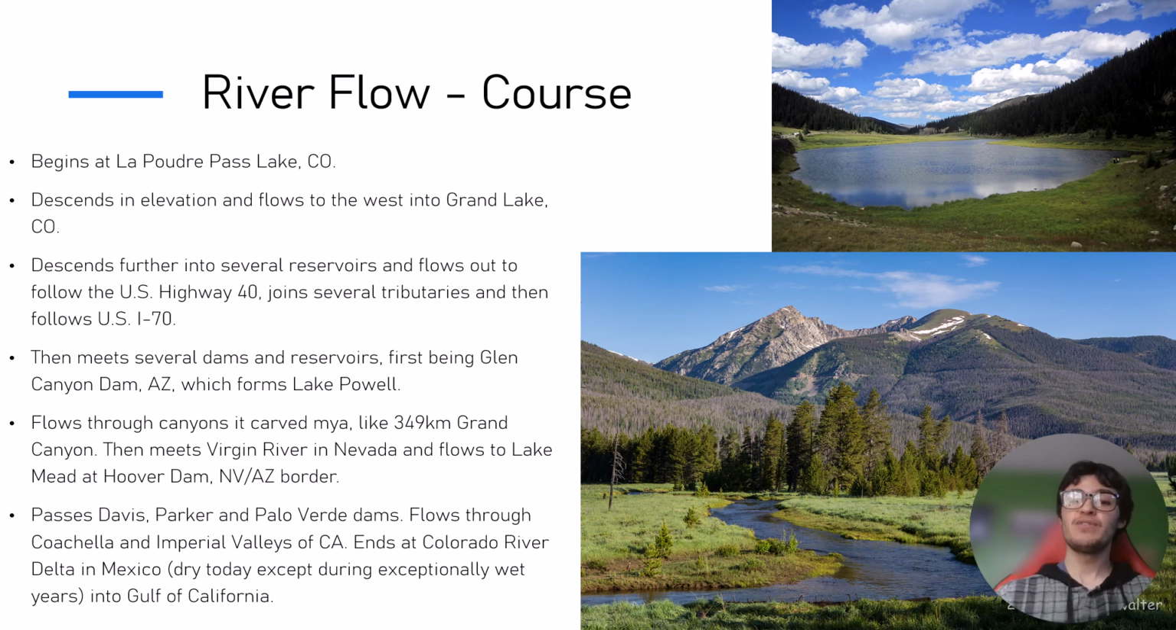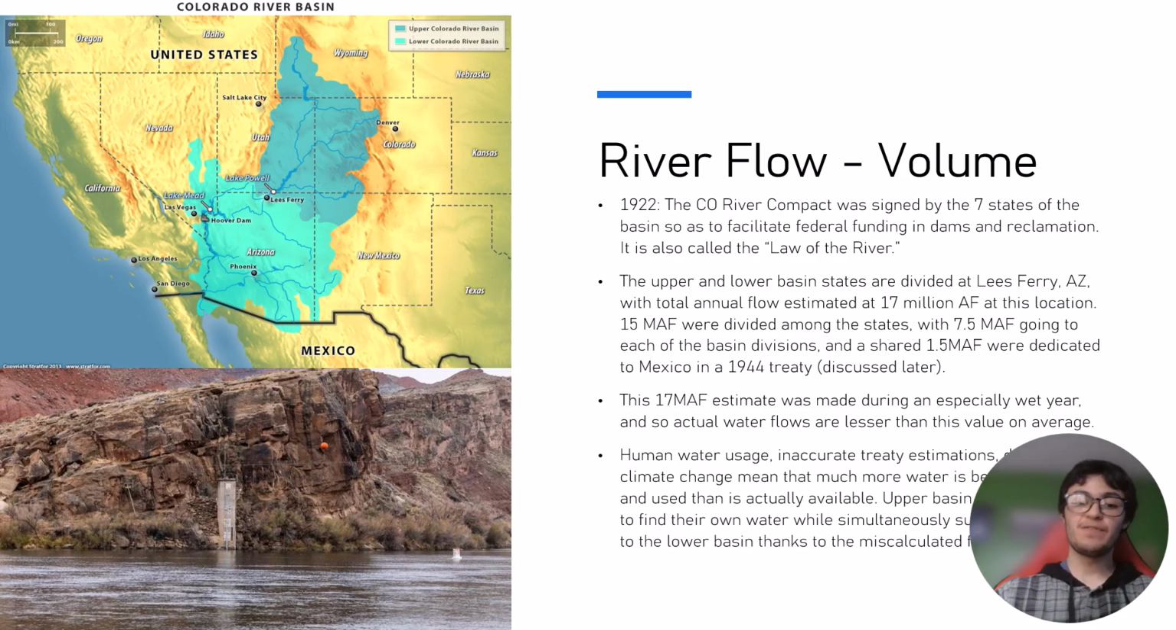It then flows through some canyons that it carved millions of years ago, such as our 349-kilometer Grand Canyon. And then it meets the Virgin River in Nevada, and it flows out to Lake Mead at Hoover Dam at the Nevada and Arizona border. It also passes the Davis, Parker, and Palo Verde dams. It eventually flows through the Coachella and Imperial valleys of California, where finally it ends at the Colorado River delta in Mexico, which is dry today except during exceptionally wet years, and then it dumps out into the Gulf of California.